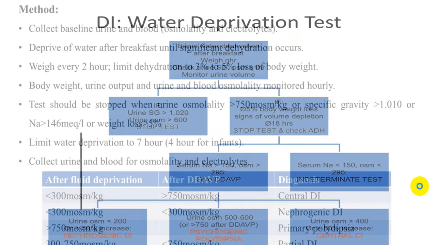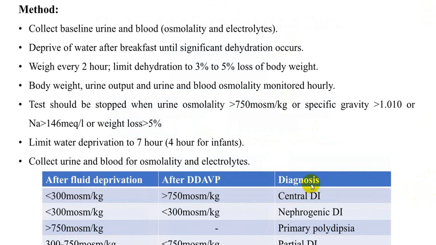So try to identify this by doing a simple test. This is a simple thing that is being mentioned. After deprivation, if urine osmolality is less than 300, then it is central diabetes insipidus, because it has not changed. In nephrogenic also it does not change. In primary polydipsia, it will become more than 750. But if it is more than 300 but less than 750, it is partial diabetes insipidus, where a little replacement of desmopressin from outside will improve the condition.